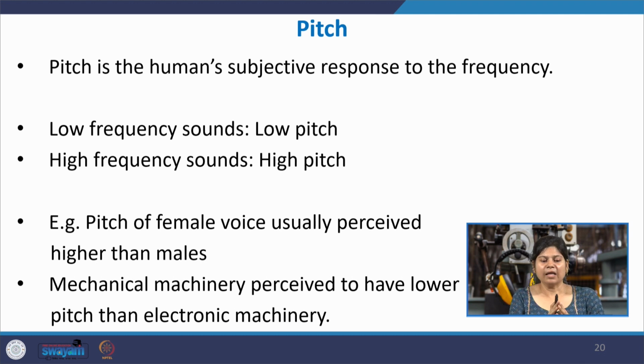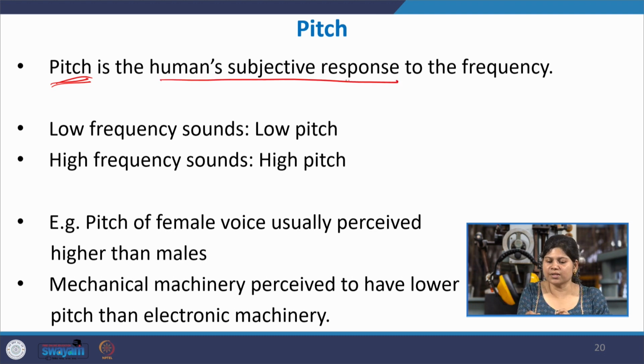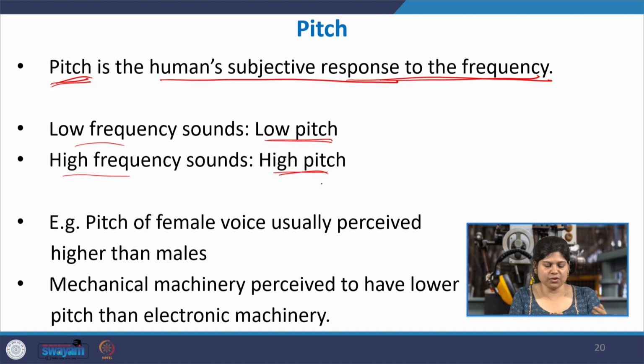Okay. Now, the last measure for this lecture is the pitch, which corresponds very much to the frequency of the sound. This is the subjective perception, or the subjective response, to the frequency. So, low frequency sound means for a human it is like low pitch, and a high frequency sound seems like a high pitch sound.